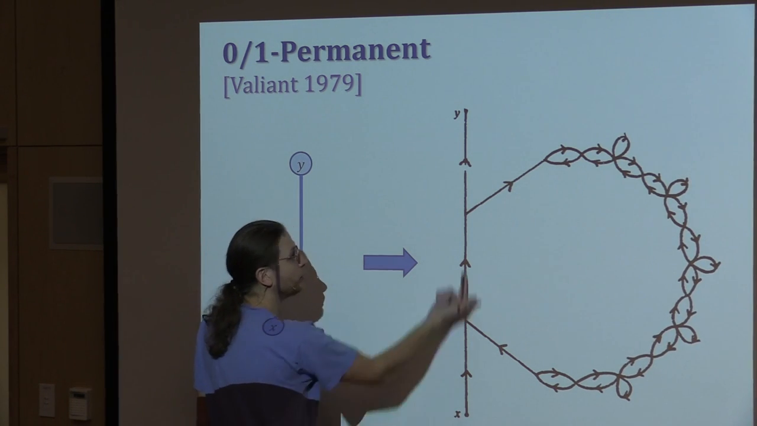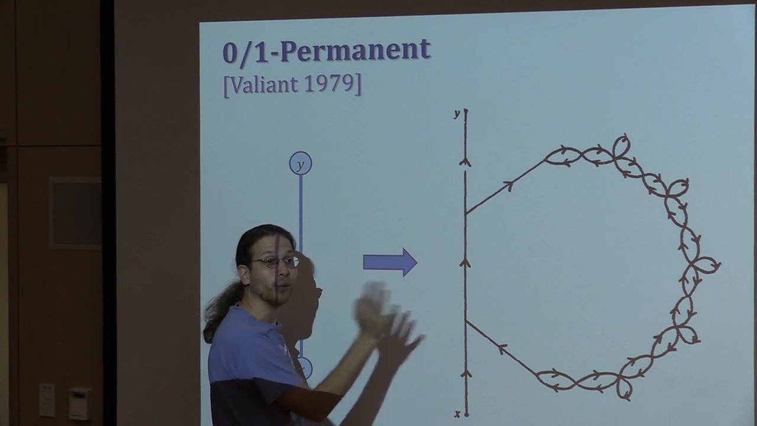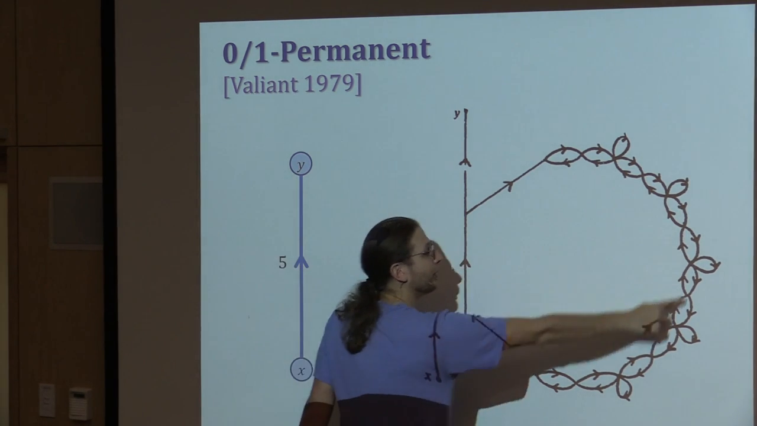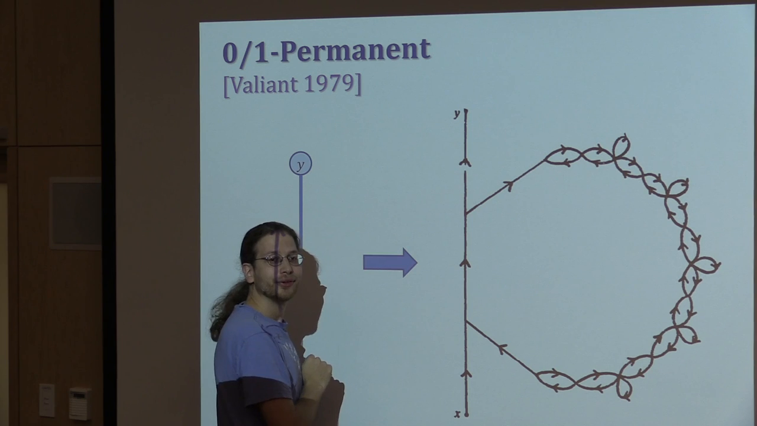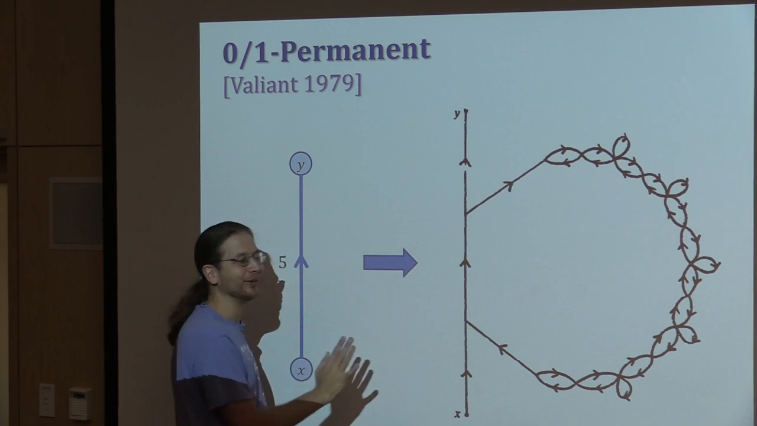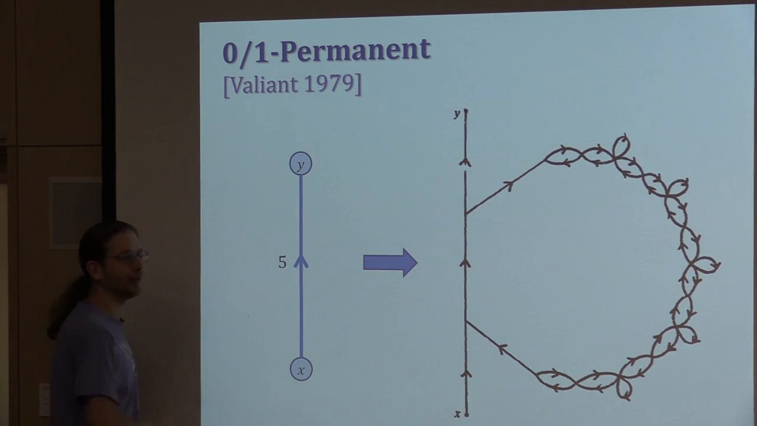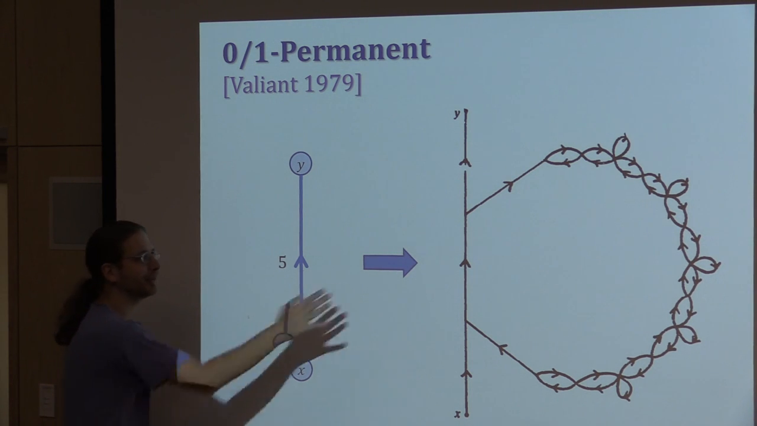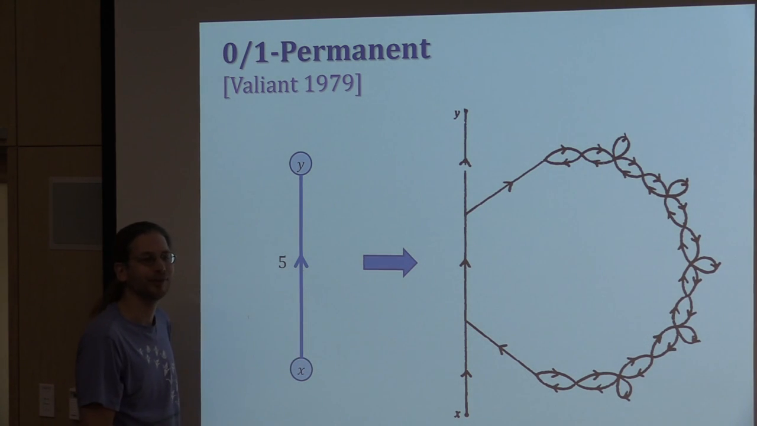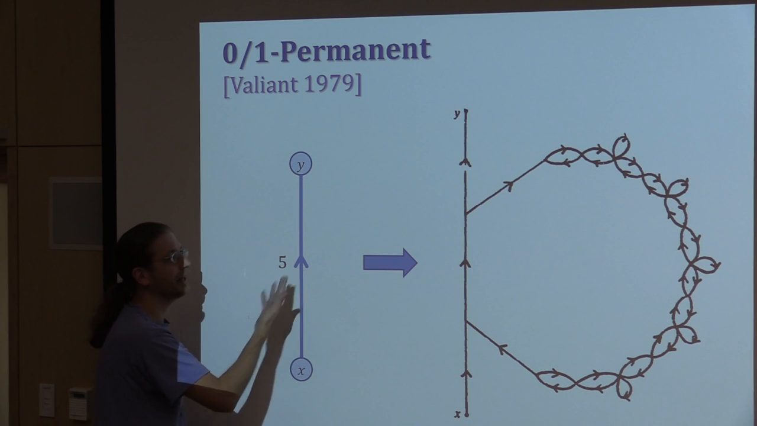If you don't use this edge, then there's actually only 1 way to do it. You have to go all the way around like this. So that's cool. If you don't use the edge, it didn't mess with anything. If you use the edge, you get a weight of 5, multiplicative, because this is independent of all the other such choices. So you can simulate a high weight edge.